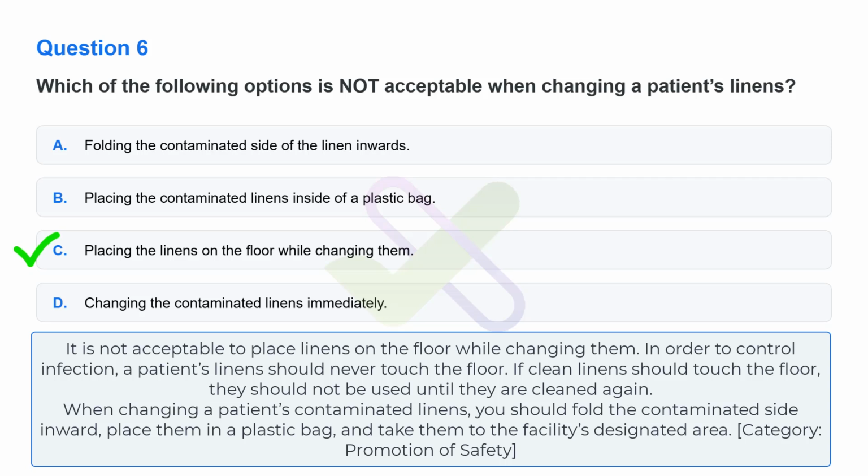The correct answer is C. Placing the linens on the floor while changing them. It is not acceptable to place linens on the floor while changing them. In order to control infection, a patient's linens should never touch the floor. If clean linens should touch the floor, they should not be used until they are cleaned again. When changing a patient's contaminated linens, you should fold the contaminated side inward, place them in a plastic bag, and take them to the facility's designated area. Category: Promotion of safety.